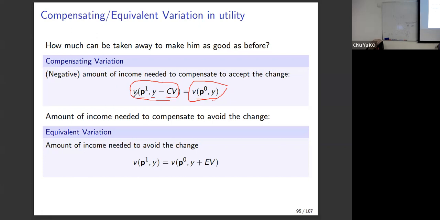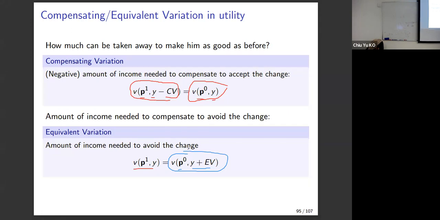And the other one is where the reference point is exposed. Looking at after a change, how happy they are, and you are trying to see how happy they are compared to the case originally, how much you want to give them. Which means how much you need to give them so that he's going to avoid these changes.